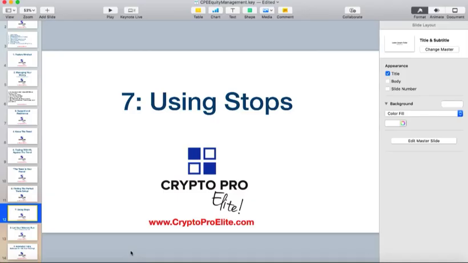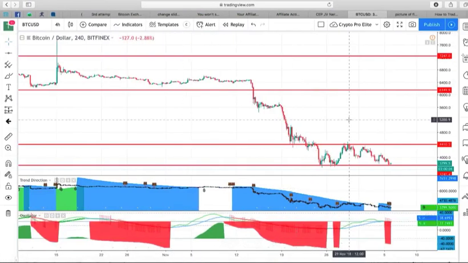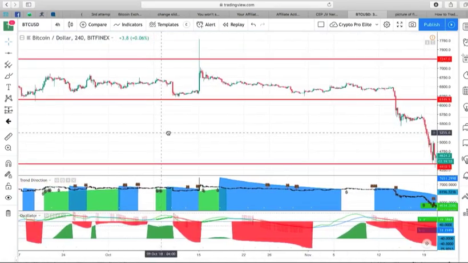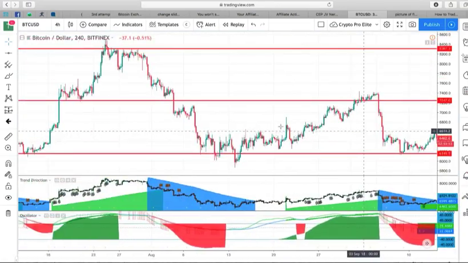All right, step number 7 in the cryptocurrency trading for beginners series, the 9 steps to becoming a rockstar crypto trader. We're going to talk about using stops. Now, a stop loss is a protective order to exit a trade if it starts going against you. For example, let's back up here. Let's look for a trade we would have taken here.